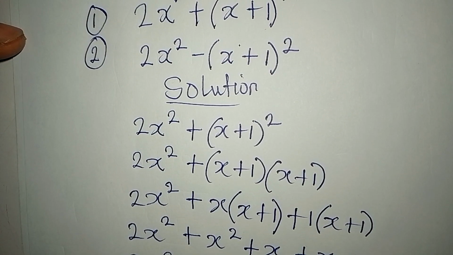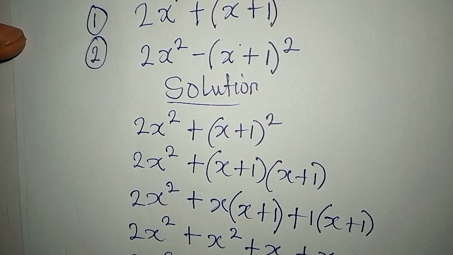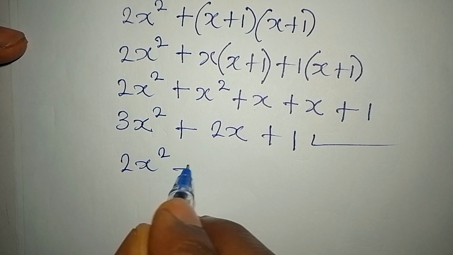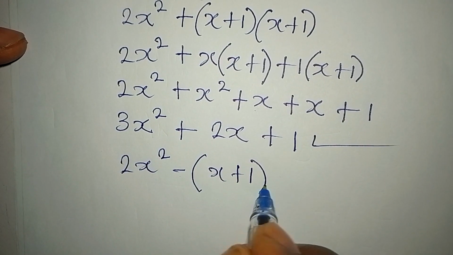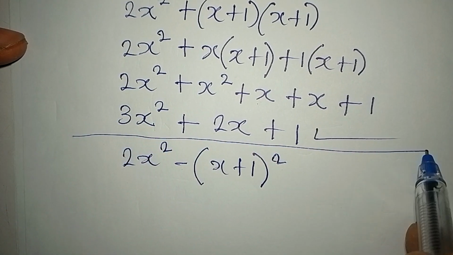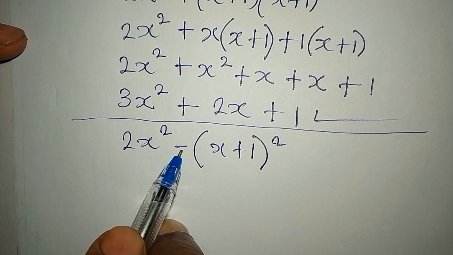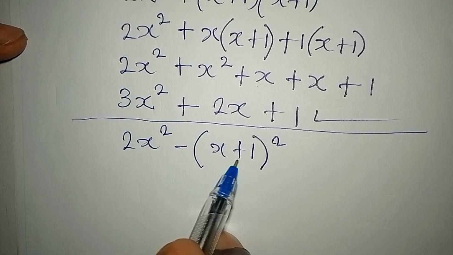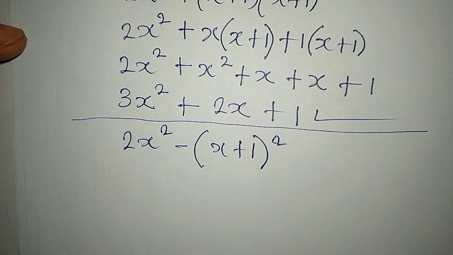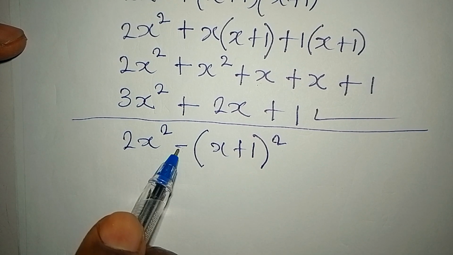Then what about the second case? 2x squared minus open bracket x plus 1 squared. Okay, so we have 2x squared minus x plus 1 in bracket squared. Now, I gave this to a couple of my students last week, and they were tempted to multiply this negative by what we have in the bracket first before expanding, but that will not be right. So we have to expand this first before we multiply by the negative.